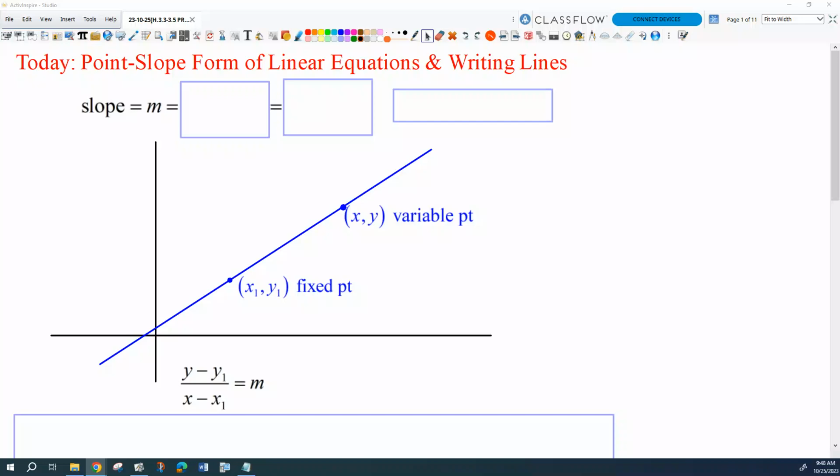We're going to look at the third form of a linear equation. We've talked about standard form and slope-intercept form.